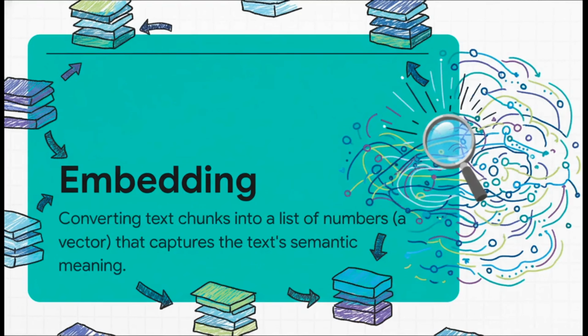So we have all these little text chunks. What do we do with them? Well, this is where the real magic happens. It's a process called embedding. We use a special AI model to convert each and every chunk of text into a long list of numbers. We call that list a vector. And this vector isn't random. It's like a numerical fingerprint that perfectly captures the semantic meaning of that text.